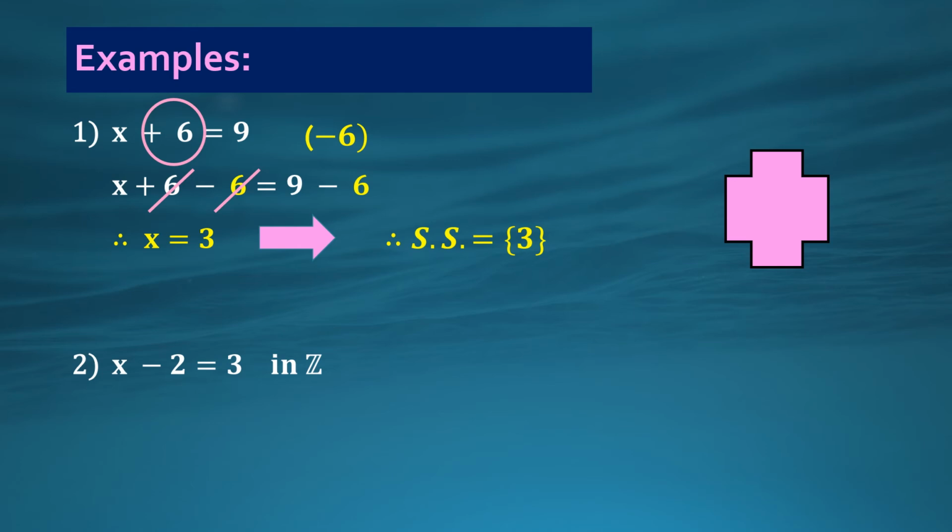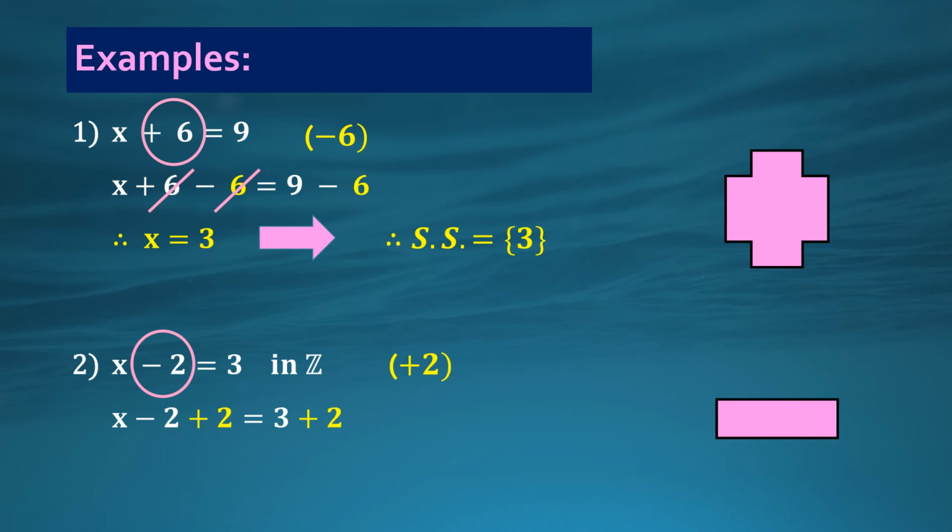In the same way, you will use the golden rule to solve the equation of number 2. Here we have x minus 2 equals 3, and the solution set must be in Z. Here we have a number subtracted from x. That means you will use the opposite of this operation by adding the additive inverse of negative 2. The additive inverse of negative 2 is 2. And don't forget, you have to add 2 on both sides. So x minus 2 plus 2 equals 3 plus 2.